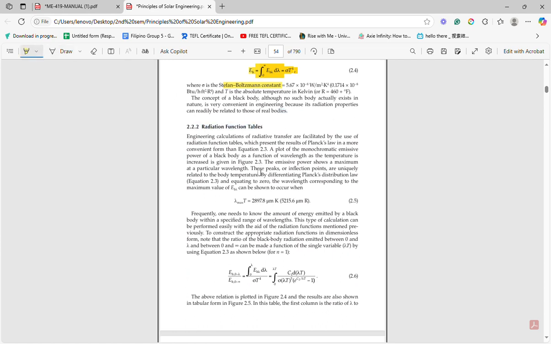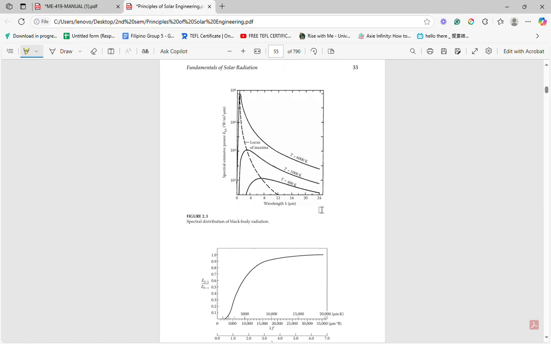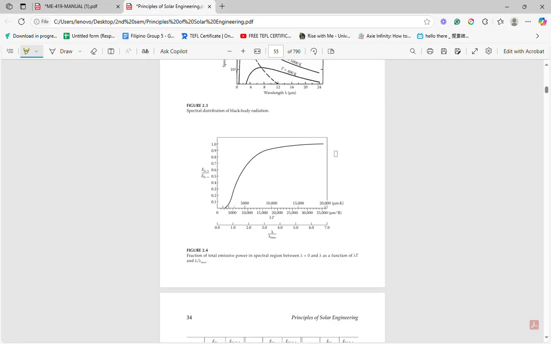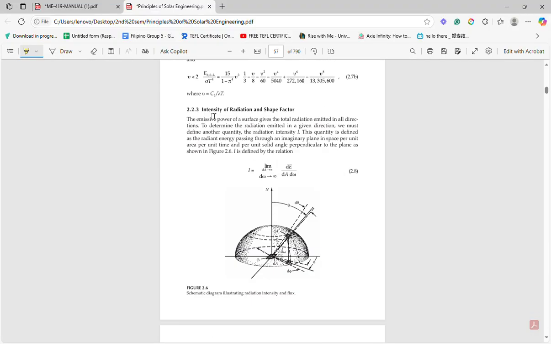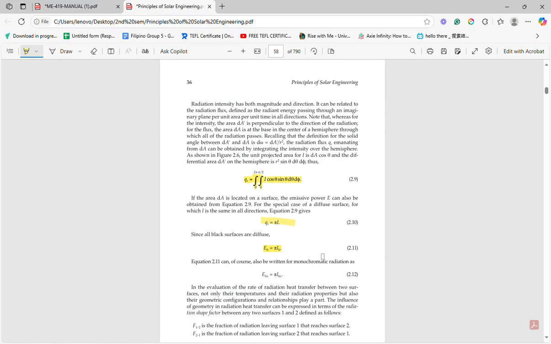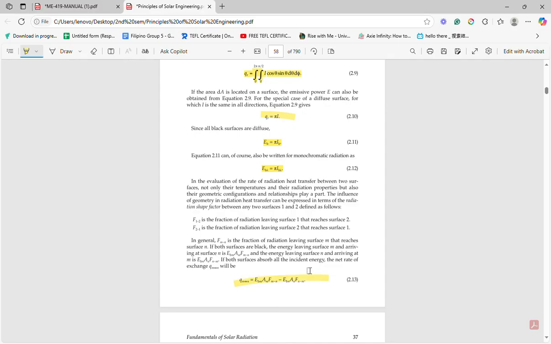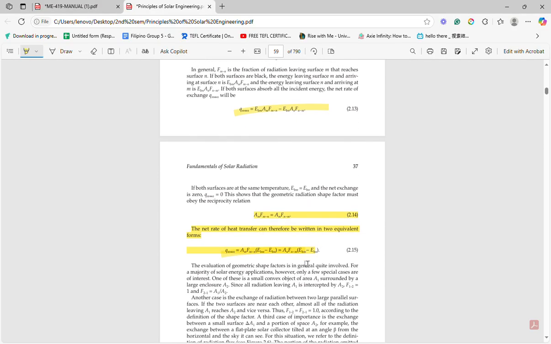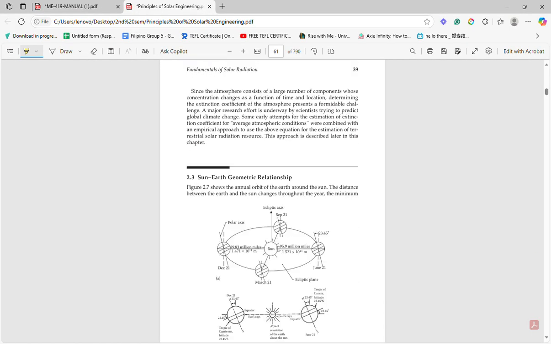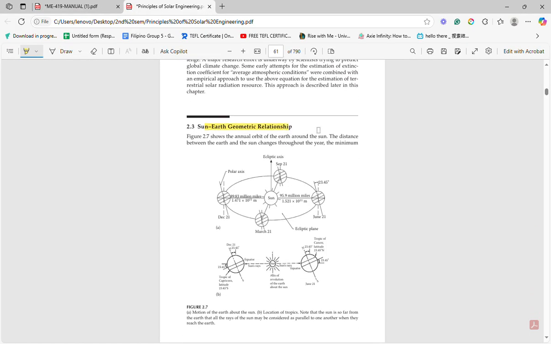So we'll not be dealing right now with this as well as this radiation factor function tables. So we're going to be discussing this and also this. If we still have time, we're going to be dealing more with this and the shape factor. So this intensity of radiation and shape factor, we're going to be discussing again if we still have time. But only up to here is what we are going to be discussing, because after this is the geometric relationship, which we have already discussed during our face-to-face class.